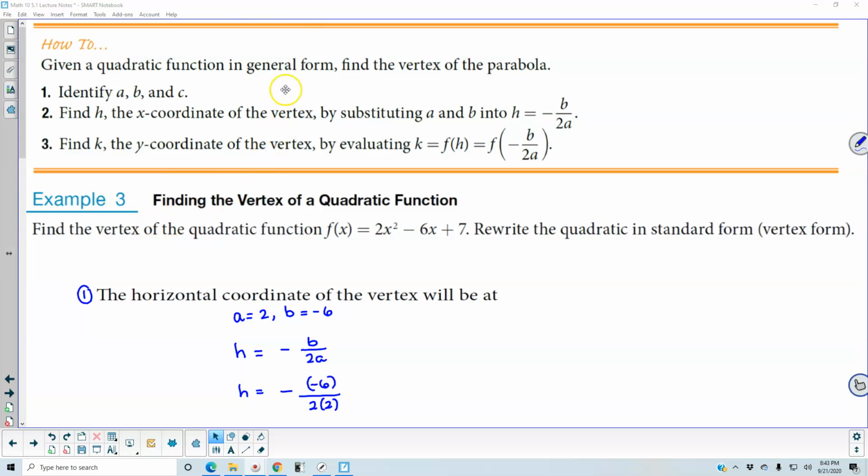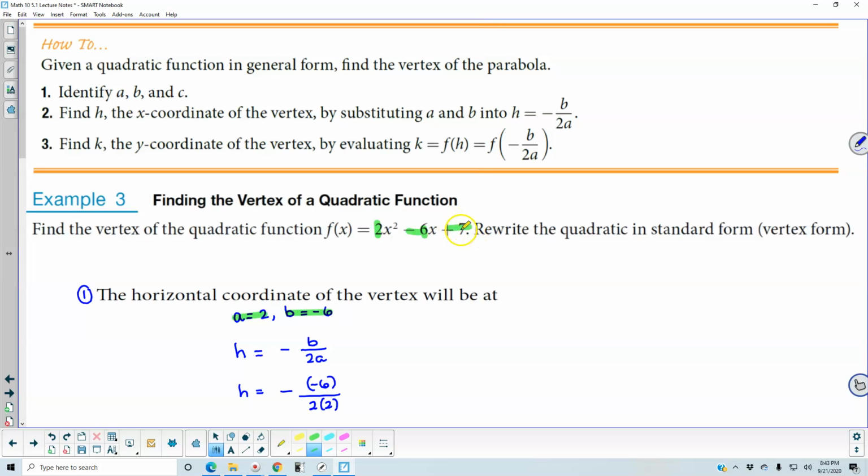Now, for example 3, we want to find the vertex of the quadratic function f of x is equal to 2x squared minus 6x plus 7. Rewrite the quadratic in standard form, in vertex form. So, the first thing we need to do is identify what a, b, and c are. So in our problem, we can see that a is the value of 2. We can see that the value of b is negative 6. And we can see the value of c is 7.